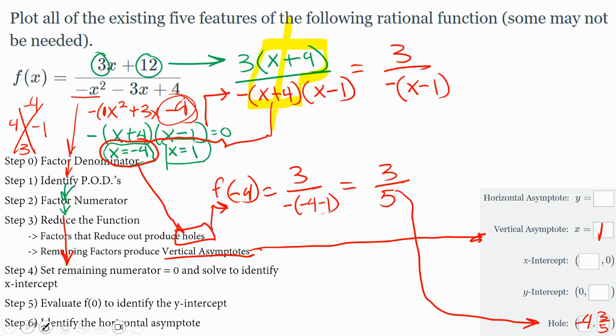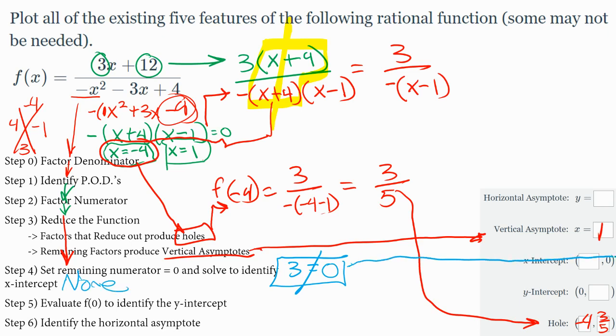Now we set the remaining numerator equal to 0. And we've got 3 equal to 0, which doesn't make any sense, which means I have no x-intercepts. None. So I take this over here and cross it out. No x-intercept.